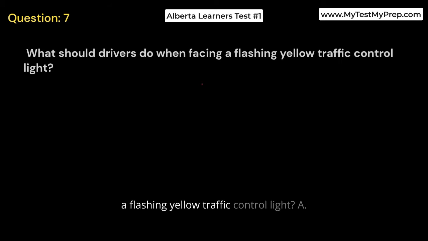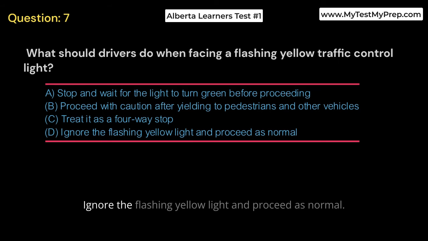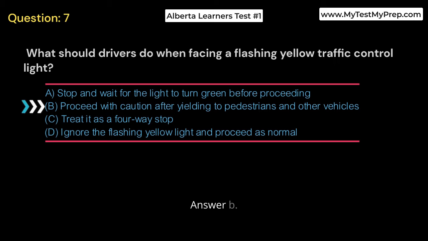What should drivers do when facing a flashing yellow traffic control light? A. Stop and wait for the light to turn green before proceeding. B. Proceed with caution after yielding to pedestrians and other vehicles. C. Treat it as a four-way stop. D. Ignore the flashing yellow light and proceed as normal. Answer B. Proceed with caution after yielding to pedestrians and other vehicles within the intersection.